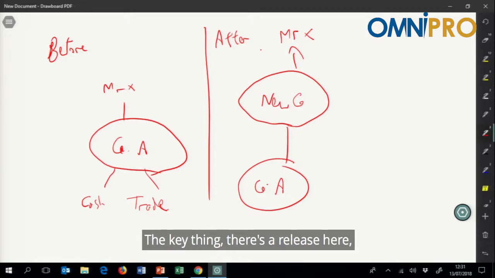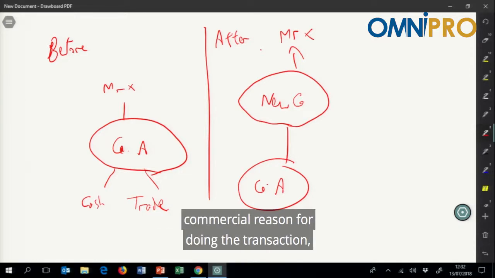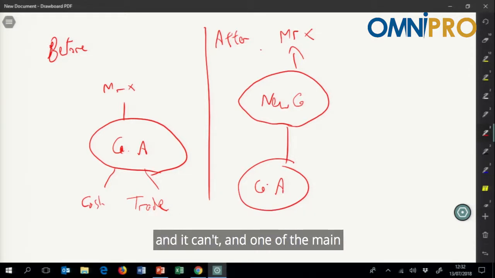The key thing for these reliefs is that there must be a bona fide commercial reason for doing the transaction. And one of the main purposes can't be the avoidance of tax, so always keep that in your head.